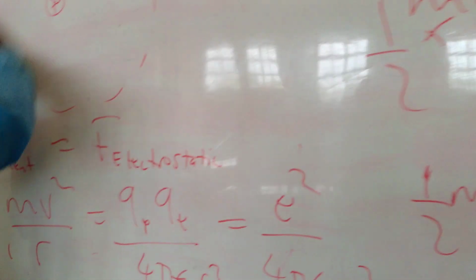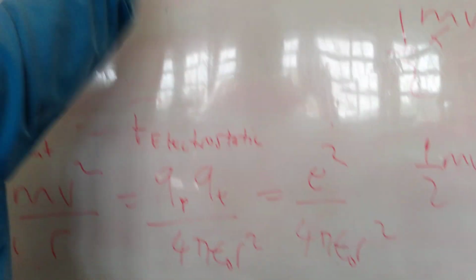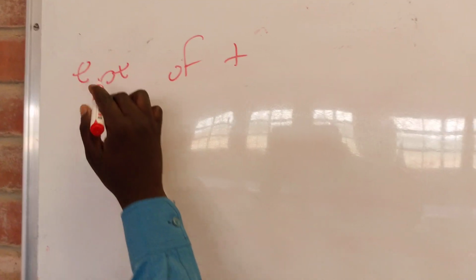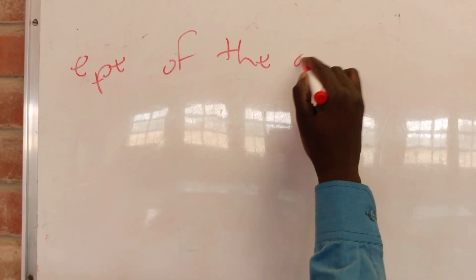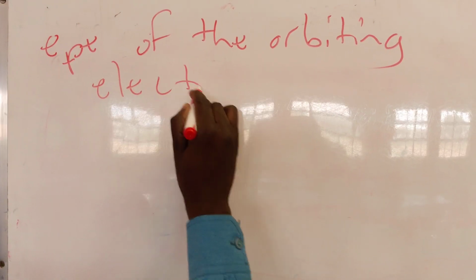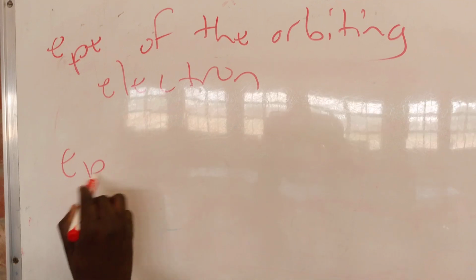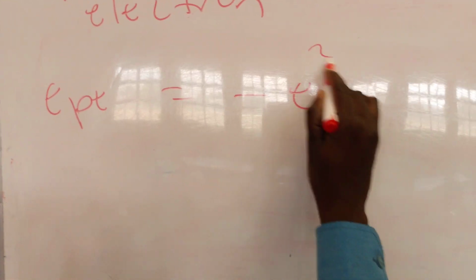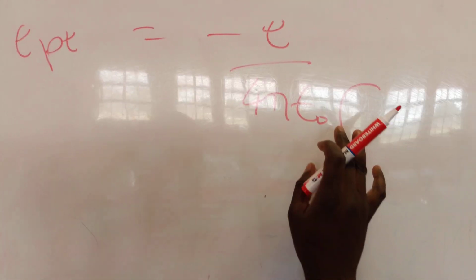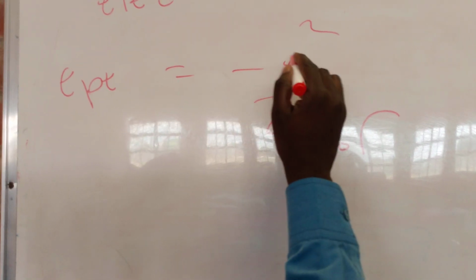Now we should consider the electrostatic potential energy of the orbiting electron. The electrostatic potential energy is equal to minus e squared over 4 pi epsilon naught r, where r is the radius, as the electron is orbiting about a proton.